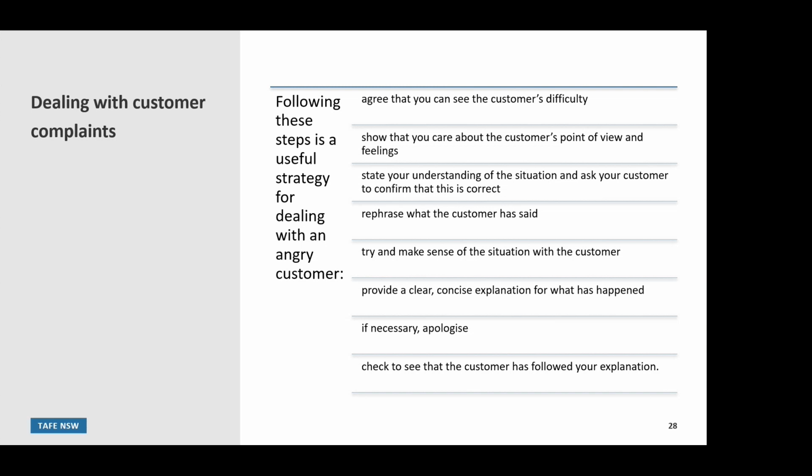And make sure that your customer has followed your explanation. Okay, so do you understand what happened? Do you understand that we had a failure on our part and that it's fixed now? And just making sure, confirm with the client that they understand what your situation is and how you're going to help them.